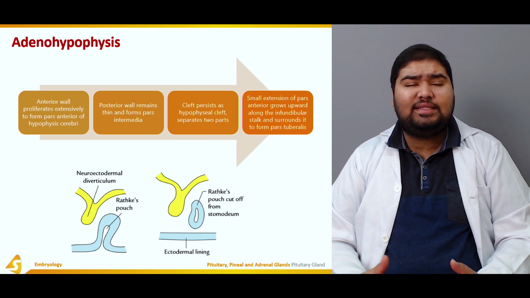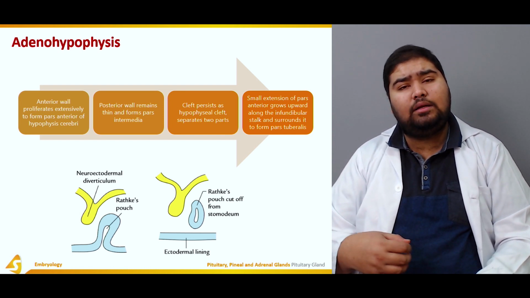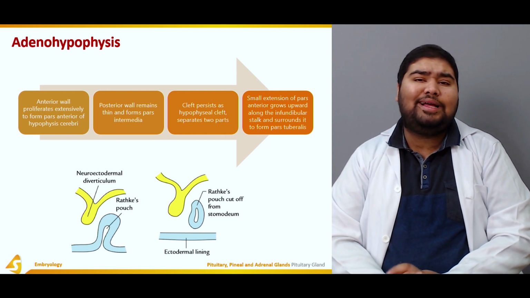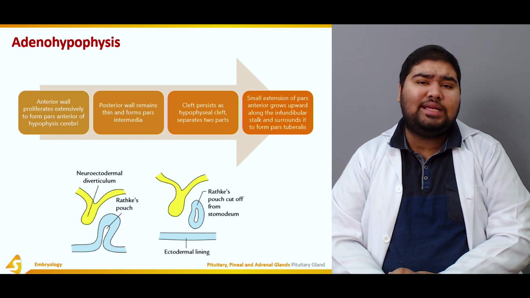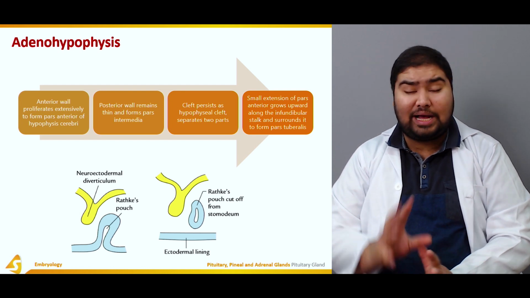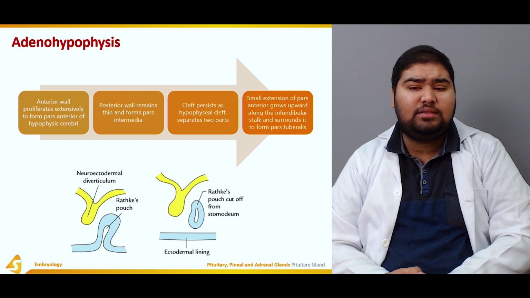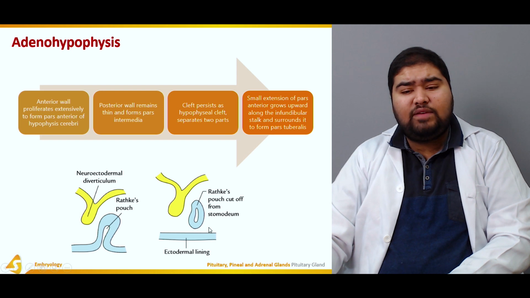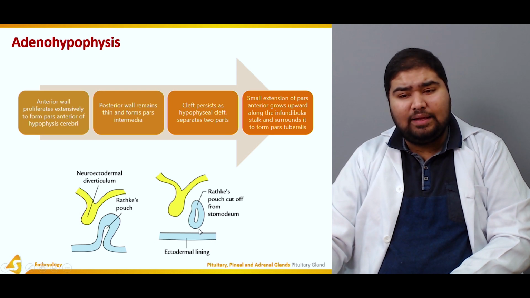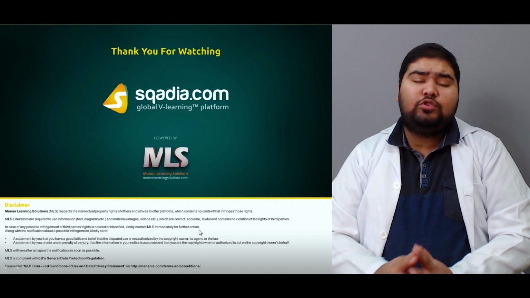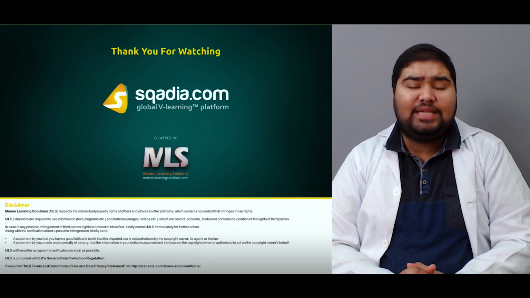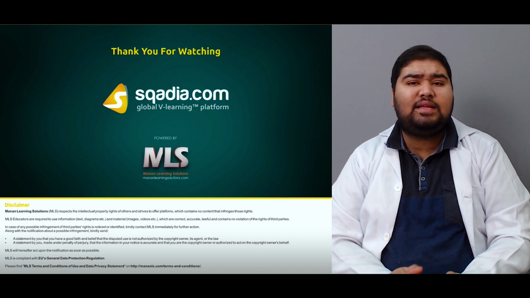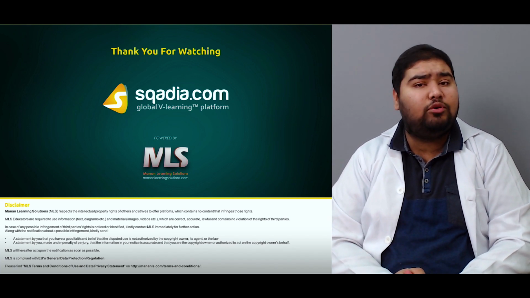Now, the small extensions of the pars anterior that grow around the infundibulum or the stalk and surround this infundibulum are collectively termed as pars tuberalis. This Rathke's pouch is finally cut off from the developing stomodium. Here you can see in the figure. So this was all about the development of the adenohypophysis. We saw what were the sources of development of the adenohypophysis and we recapped it on the previous slide. I hope you understood it.